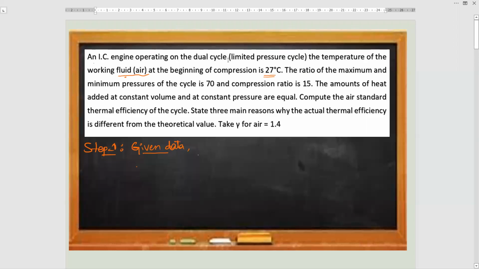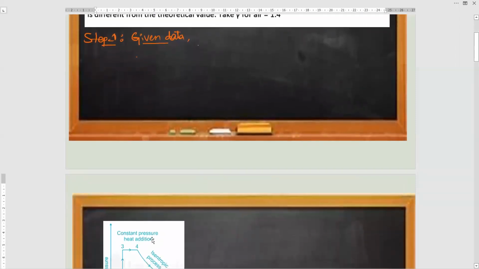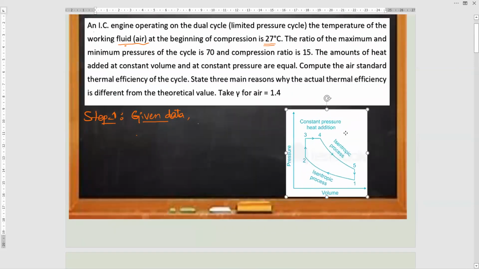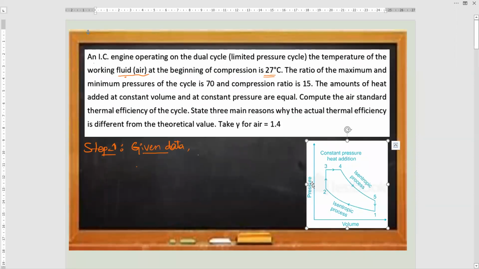It is dual cycle. So in the regular classes, I have told you, first identify the cycle, then draw the PV diagram. So this is a PV diagram I will take here. This is a PV diagram for dual cycle. So in this PV diagram, the temperature at the beginning of the process is here. That is T1. Write down T1 is equal to 27 degrees Celsius plus 273, to convert into Kelvin. Okay.